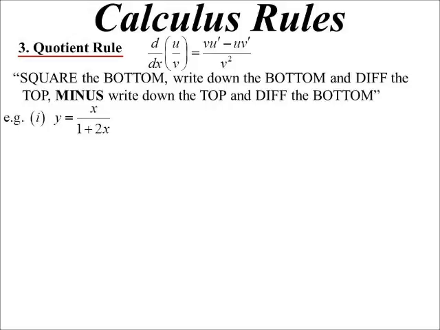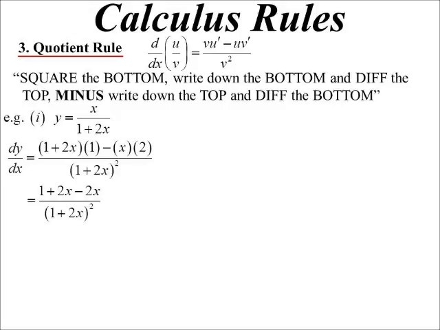So x on 1 plus 2x. Square the bottom. That's the easiest bit of the whole thing. Whatever the bottom is, put parentheses around it and go squared. Done. Now everything else happens on the top of the fraction. Write down the bottom, diff the top, which is just 1, minus write down the top, diff the bottom, which is 2. 1 plus 2x minus 2x, I just get 1 on (1 plus 2x) all squared.